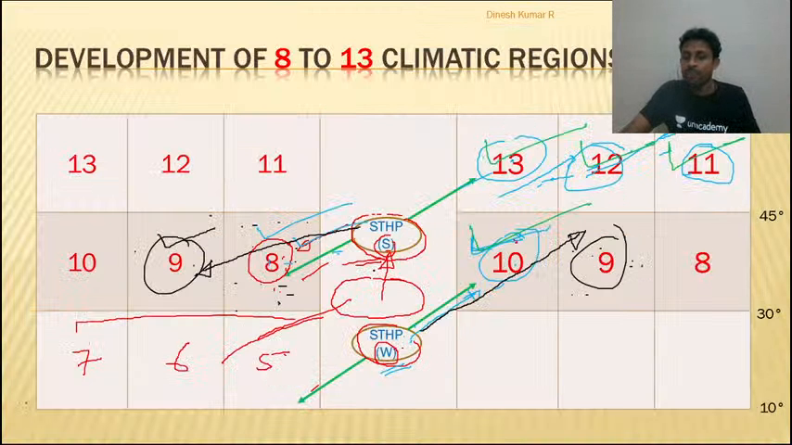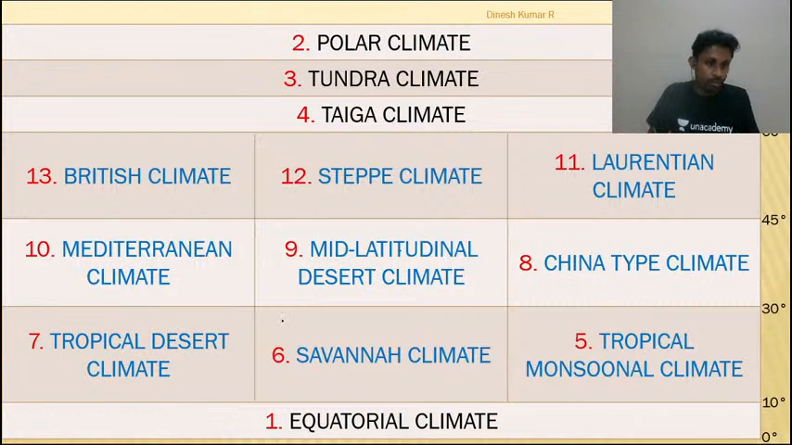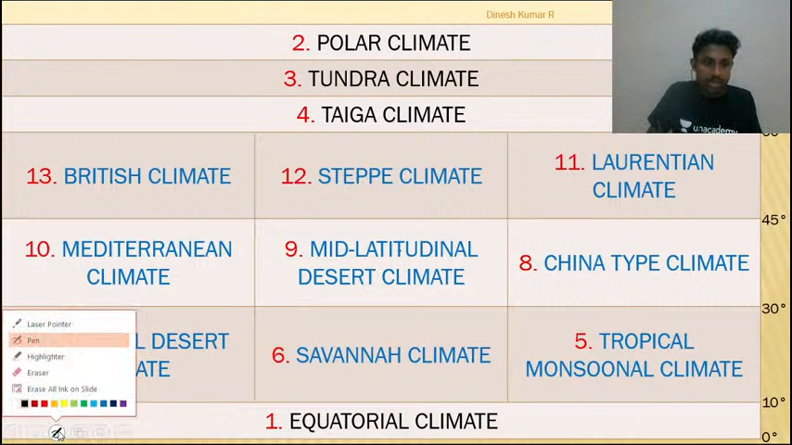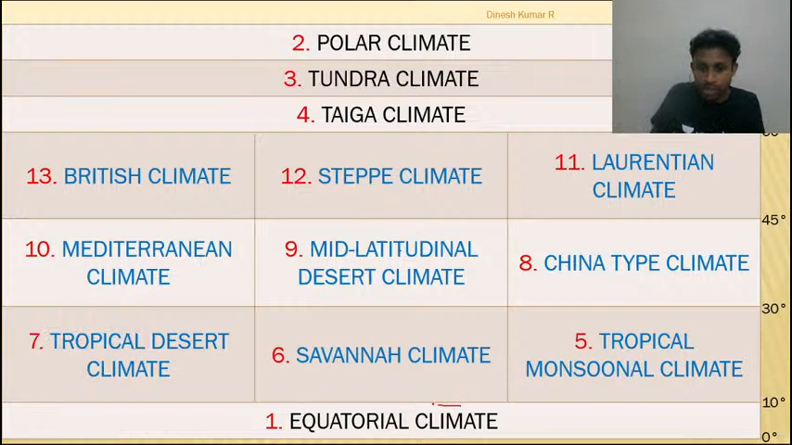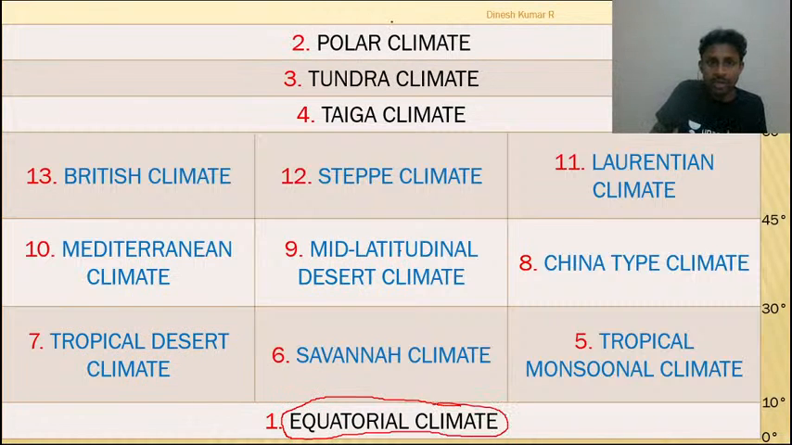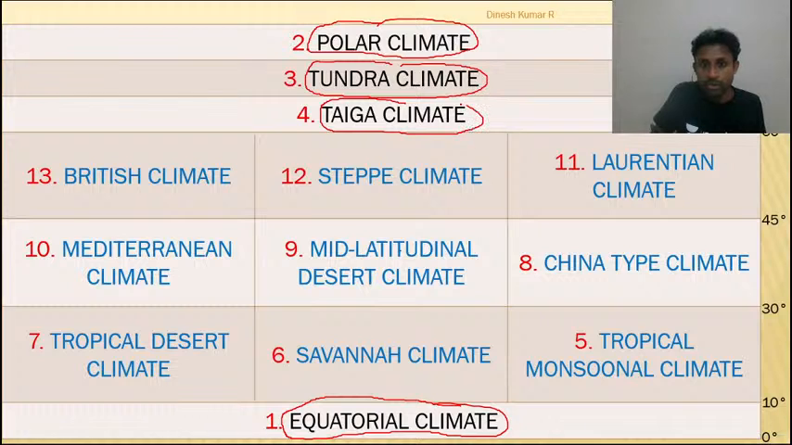So this is how the world climatic regions are formed. I'm just concluding the topic here. If I want to show you, let me change the colors here. The red colors I'll be using for thermally induced climatic regions. Yes, this one is a thermally induced climatic region, this one is a thermally induced climatic region, tundra is a thermally induced climatic region, and taiga is a thermally induced climatic region. All the others, 5 to 13, are dynamically induced climatic regions.